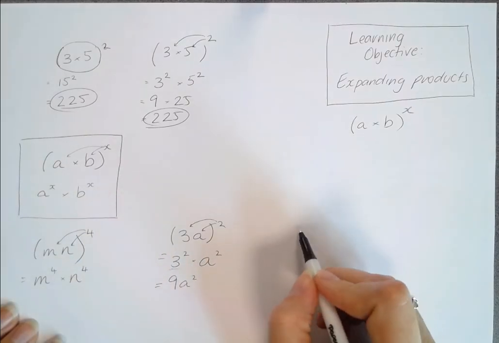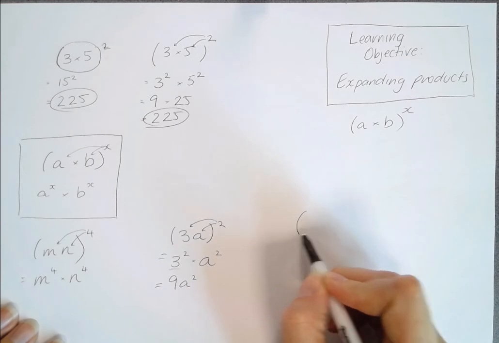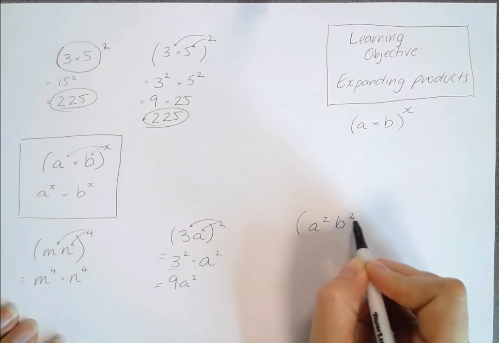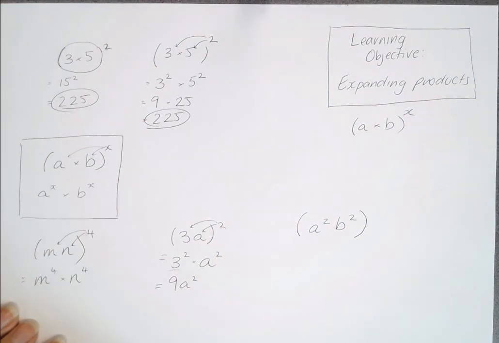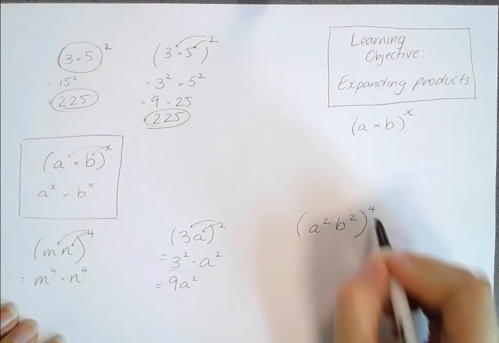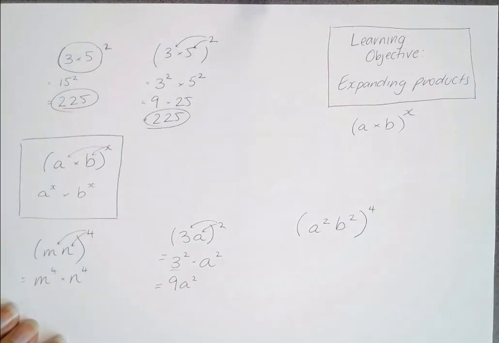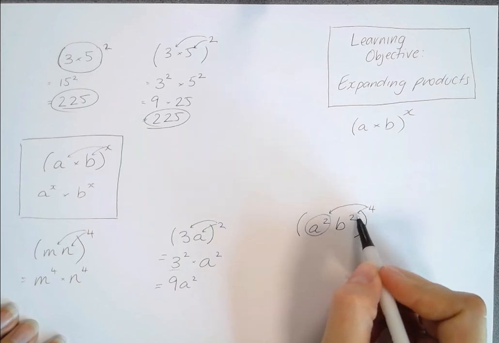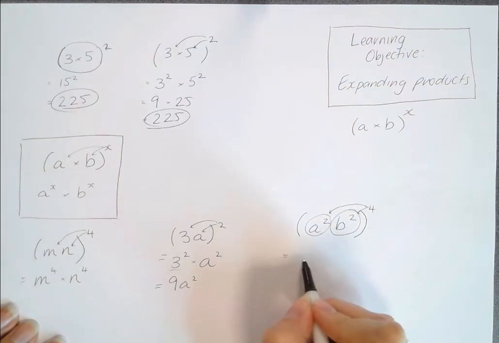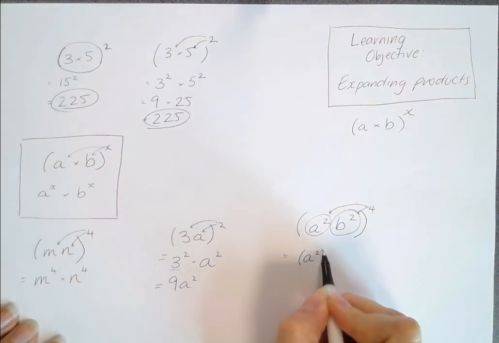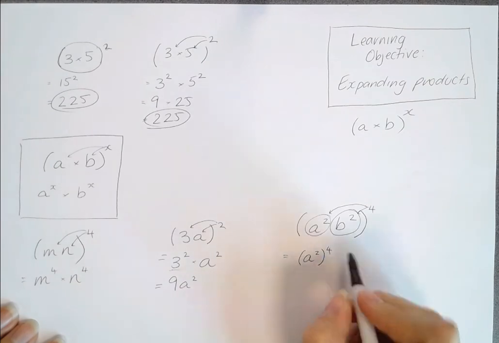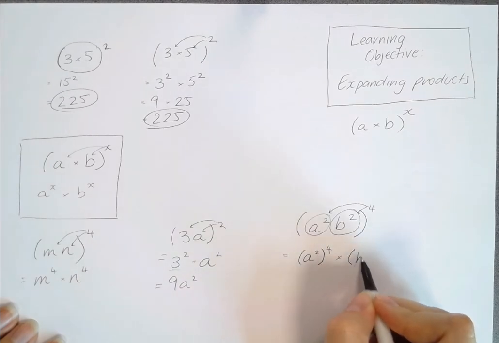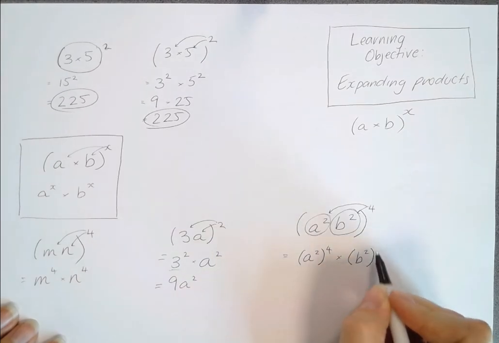The next one is when we start to combine some rules. So if I had a squared and b squared inside of our brackets and we had 4 as our power this time, we need to apply this power to this term and this power to this term. So if I was having to apply that power to something that already has a power, we need to apply a different rule as well.